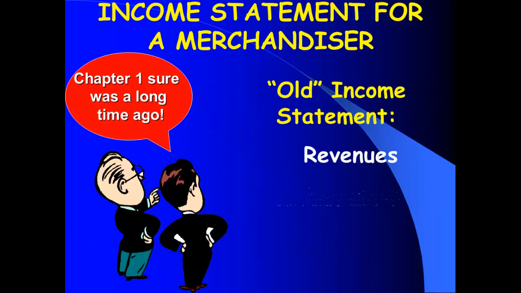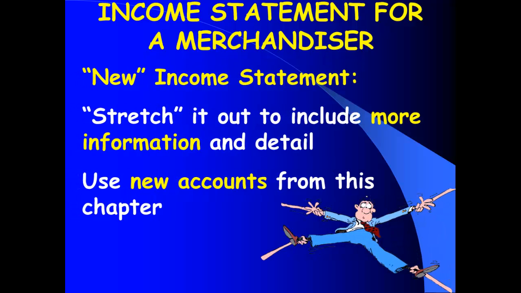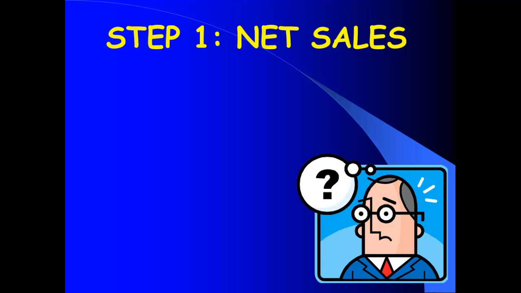However, we're going to take the format from Chapter 1, revenues minus expenses equals net income or net loss. We're going to stretch it out or expand it pretty significantly. We're going to include all the new accounts that we picked up in this chapter, and we're going to try to make things more useful to the users of our financial statements as a result. Now, the way I'm going to approach this is kind of looking at one section at a time.